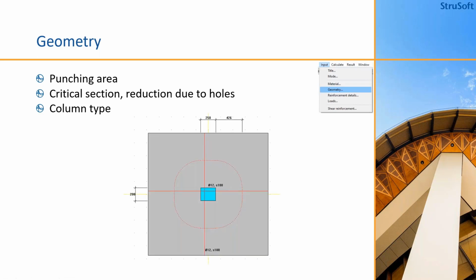When we have defined the geometry, we are presented with this view where we can see the slab, we can see the size of the column, and we also see the critical section or parameter going around here. We also see two red lines, and those are indicating the reinforcement.